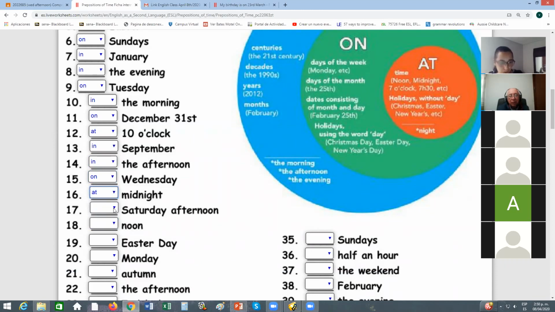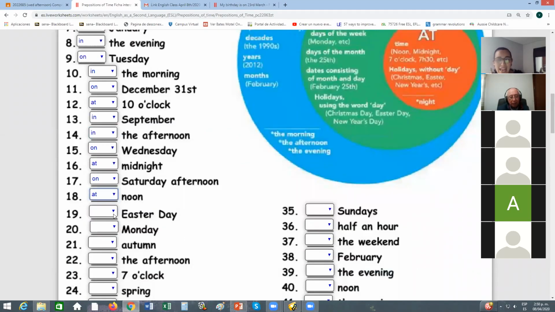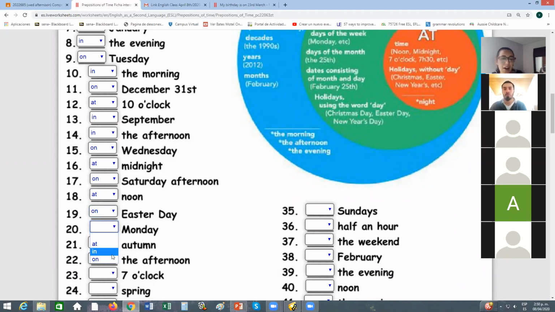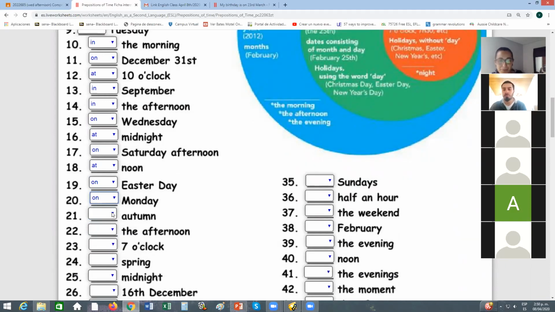Saturday afternoon. On Saturday afternoon. Okay. Noon. At noon. Day. On. At or on? On. Okay. Monday. On. Autumn. In autumn. The afternoon. In. 7 o'clock. At. Spring again. We repeat it.